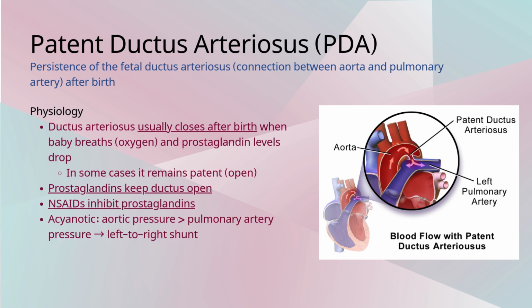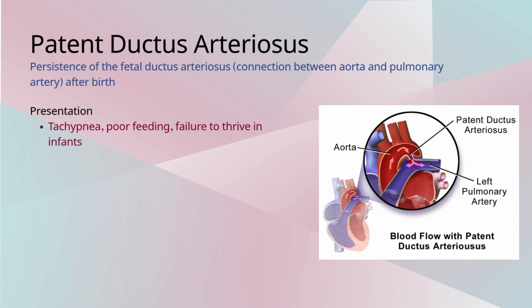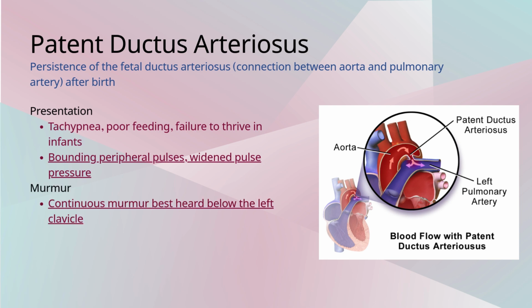A PDA by itself is an acyanotic lesion because the aortic pressure is greater than the pulmonary artery pressure, so you have another left to right shunt. As far as presentation, these infants may have tachypnea, poor feeding, or failure to thrive. On exam, you may find bounding peripheral pulses and a wide pulse pressure.